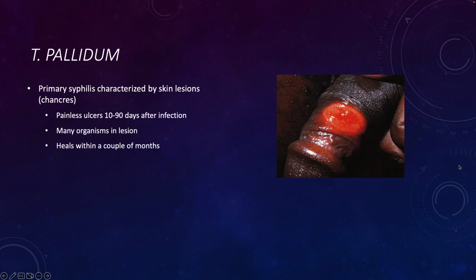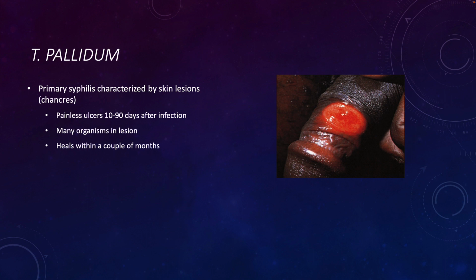Primary syphilis is characterized by skin lesions. So you can see one here on the penis. These are actually painless and they will occur 10 to 90 days after infection. It's where the bacteria were inoculated into the skin. There are going to be lots and lots of organisms within this lesion, and the lesion will heal in a couple of months.